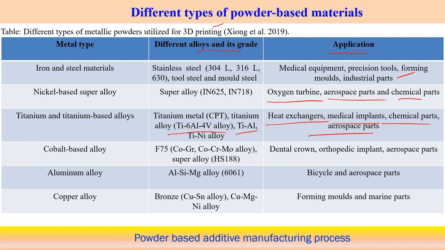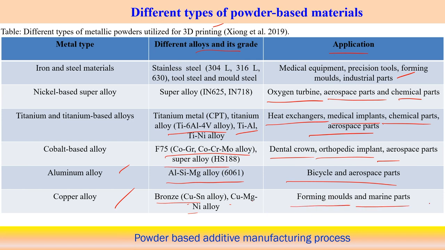Now, cobalt-based alloy. There are different grades of cobalt-based superalloy, but here you can find applications mainly in dental crowns, orthopedic implants, and aerospace parts. Even for aluminium alloy, mainly the aluminium silicon magnesium alloy 6061, it is basically used for bicycle and aerospace parts manufacturing. For copper alloys, you can use bronze, copper tin alloy, and copper magnesium nickel alloy, which find application in forming molds and marine parts.